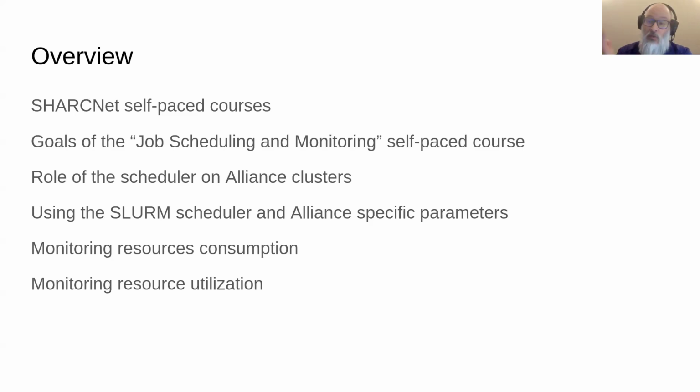So we go over basically the general role of the scheduler on Alliance clusters, using the Slurm scheduler, and then Alliance specific parameters. So beyond just understanding how to use a Slurm scheduler on a cluster computer, this gets into some of the specifics about the Alliance systems, for example, the partitioning, and we get into some of the corner cases where there can be substantial unexpected wait times for difficult to interpret reasons.